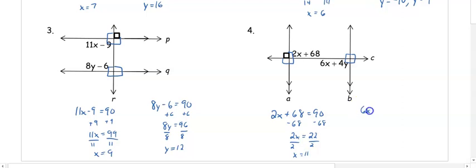Then we have 6x plus 4y is equal to 90. But we already know x from solving our first equation, so we can put 11 in place of x. So we have 6 times 11 plus 4y equals 90. 66 plus 4y is equal to 90. We can subtract 66 from both sides. So we get 4y equals 24. When we divide by 4, y is 6.